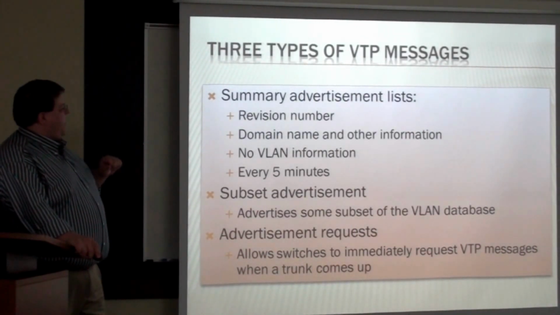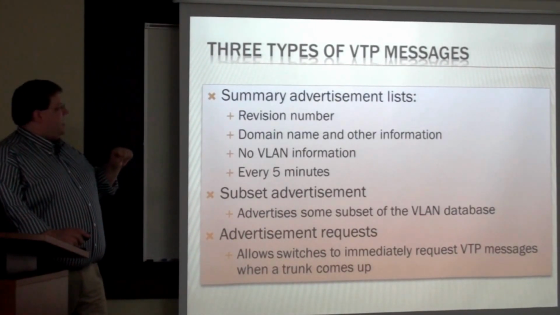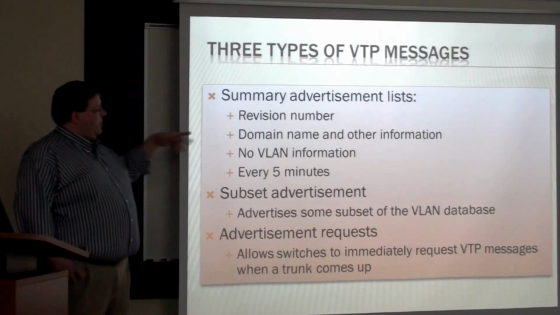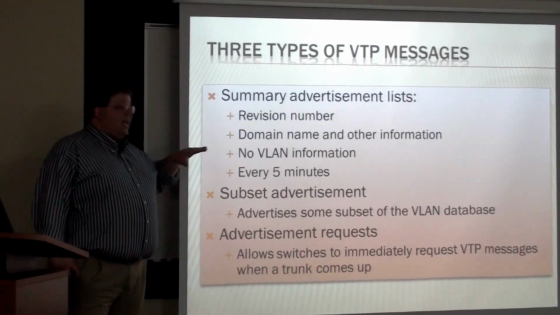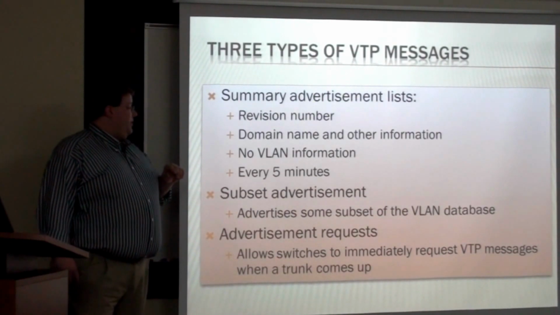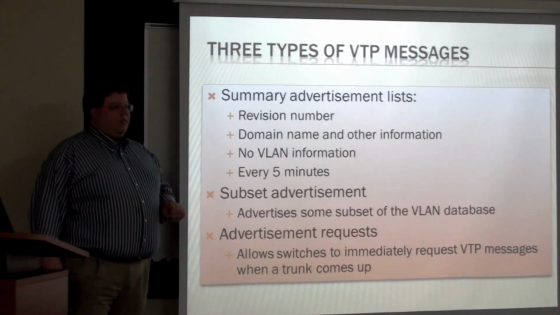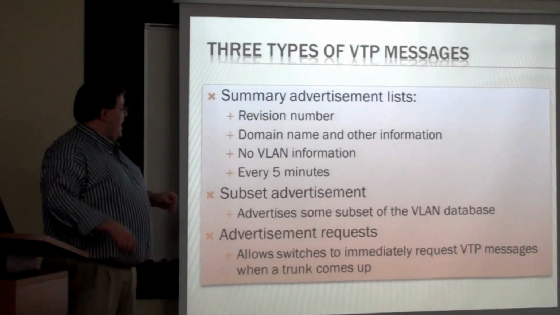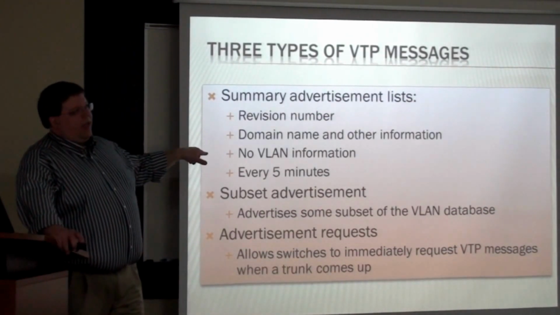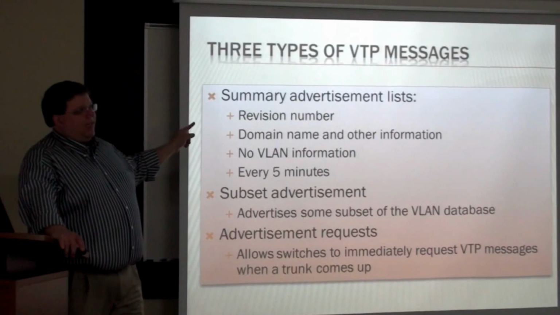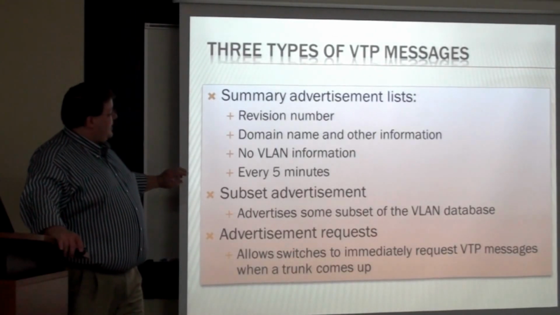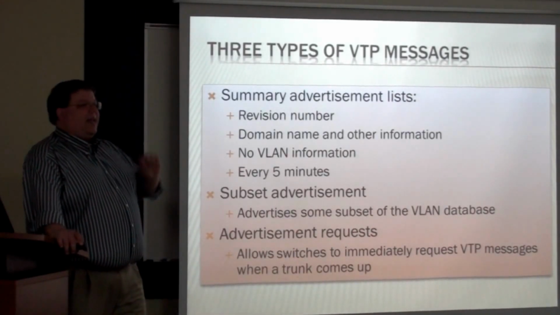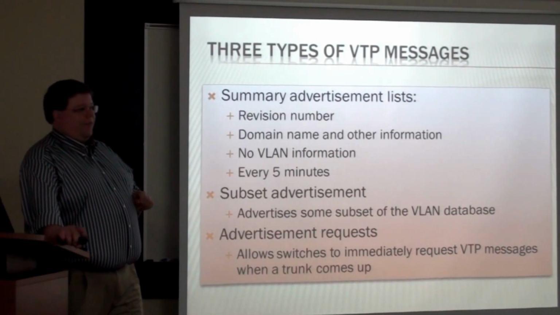3 types of VTP messages. We have summary advertisements, which list the revision number, domain name, and other information. It doesn't actually give any VLAN information. And it happens every 5 minutes. It's basically saying, hey, I have this version of the database. Now, if it needs to, it actually listens to a subset advertisement, and that is what actually contains your VLAN information.